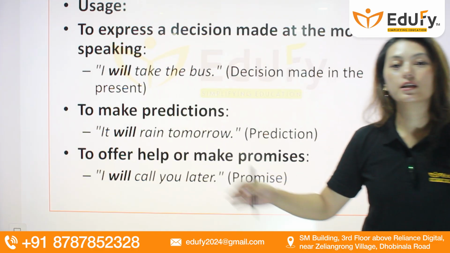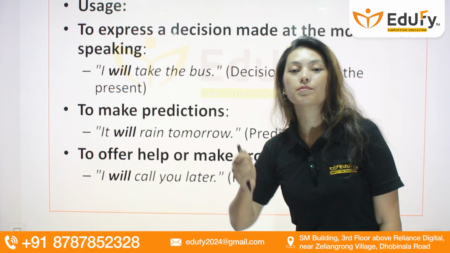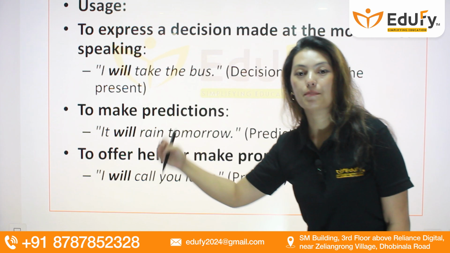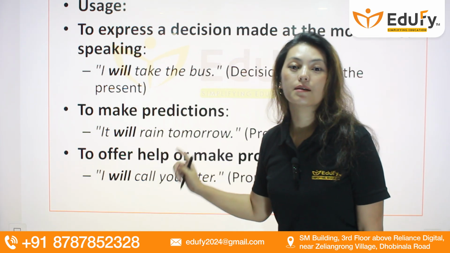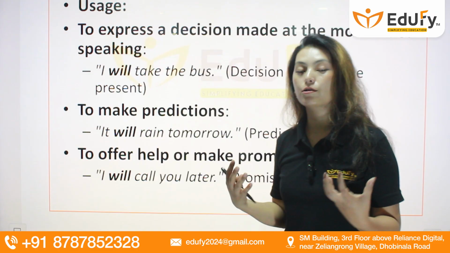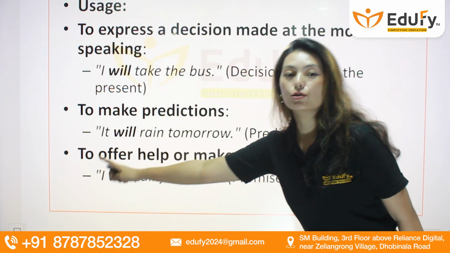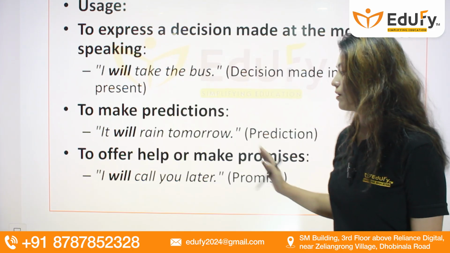Also, it is used to make predictions. Predictions means something that hasn't happened now, but may happen or will happen in the future. It will rain tomorrow. It is predicting, based on my thinking, that it will rain tomorrow. Again, it is also used to offer help or make a promise. This is very important.